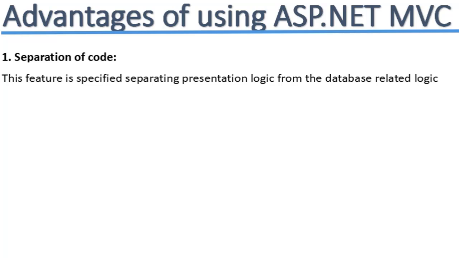First is the separation of code. This feature separates the presentation logic from the database related logic. If you see, the model and view are independent folders, they are not dependent on each other. So that's why it separates the UI logic, the UI code, and also the business logic separately. So ASP.NET MVC supports the separation of code.